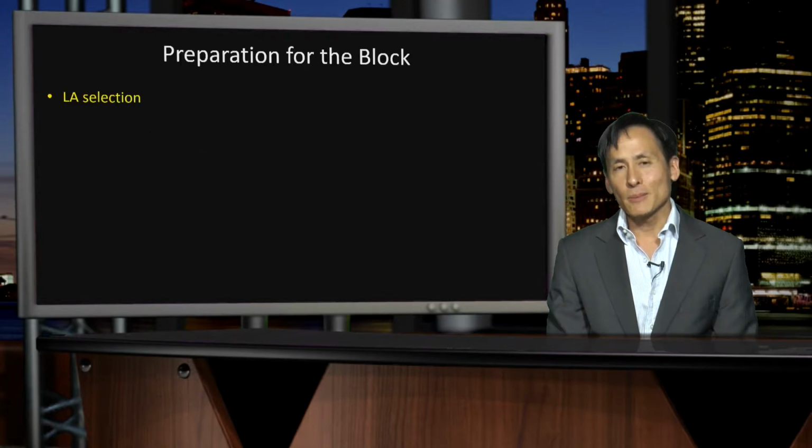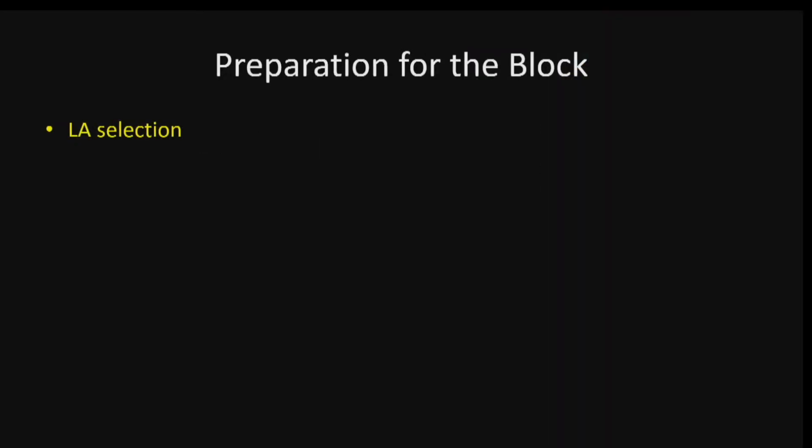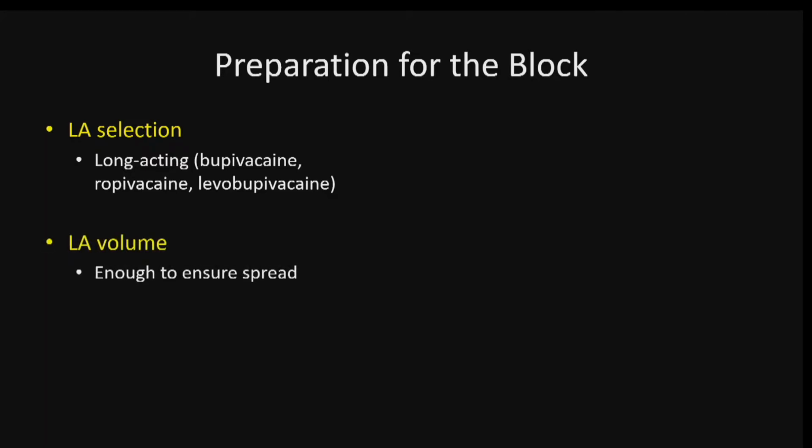In preparation for the block, it's useful, I think, first to think about the local anesthetic that you're going to use and inject. In general, because we are treating this as an analgesic block, a long-acting local anesthetic is the best choice. So something like bupivacaine, or if you have it available, ropivacaine or levobupivacaine, because of their superior cardiotoxic profile.